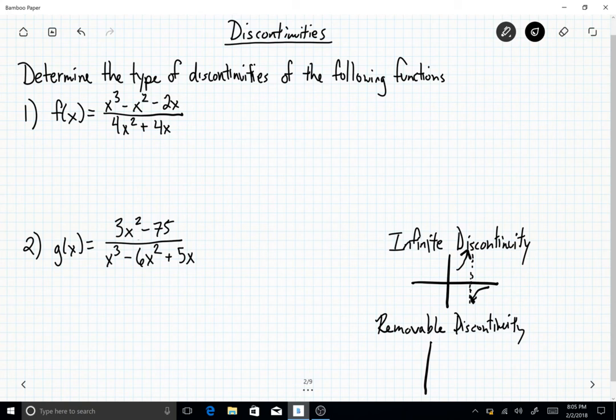In a removable discontinuity case, you have a graph that goes along pretty smoothly. It could have a hole, so that would be a removable discontinuity. It's called a hole, right? So these examples here will have cases of both, and I'll explain what to start looking for.